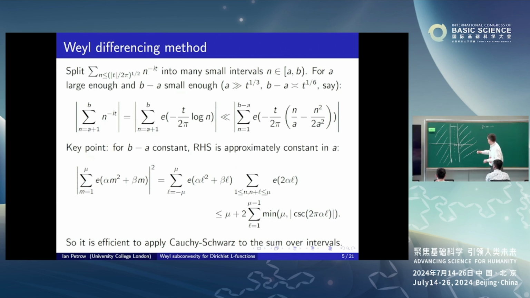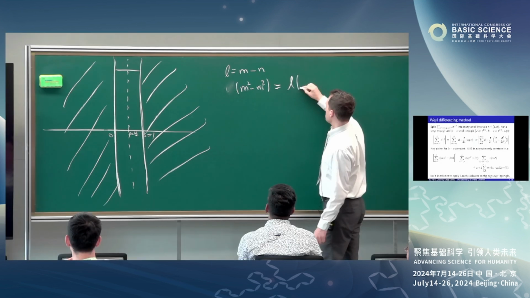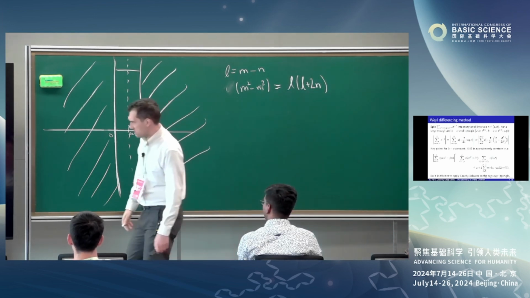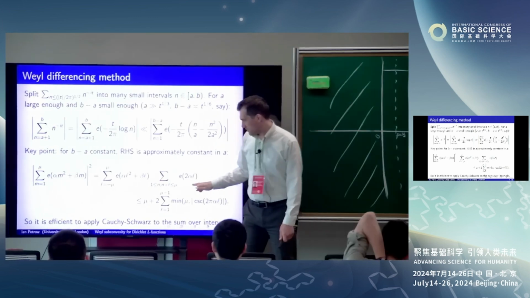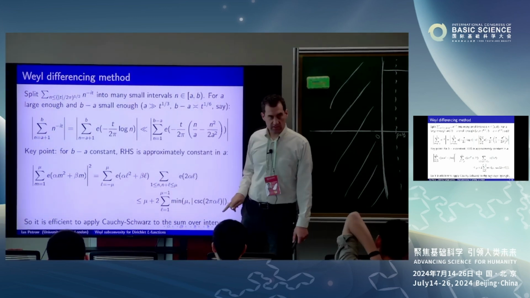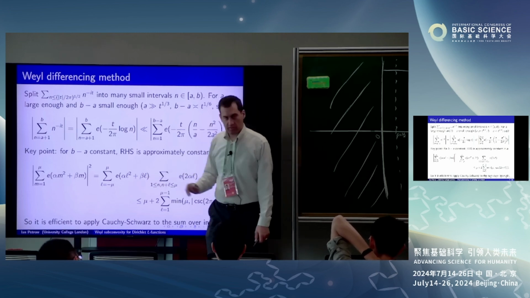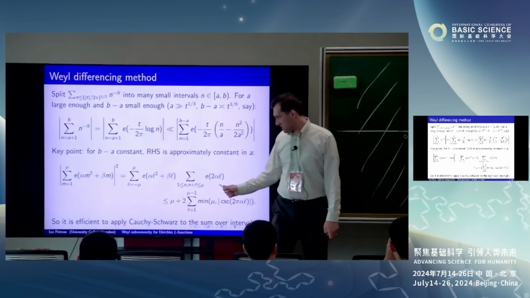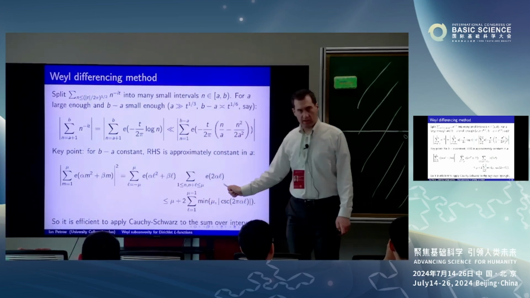Once I square this out, I get something like alpha times m squared minus n squared, which is going to be L times L plus 2n. Let me just erase the alpha, that's not my point. If I change variables, I can rewrite this as a linear exponential sum on the inside with a quadratic exponential sum on the outside. So now the degree has dropped from 2 down to 1.